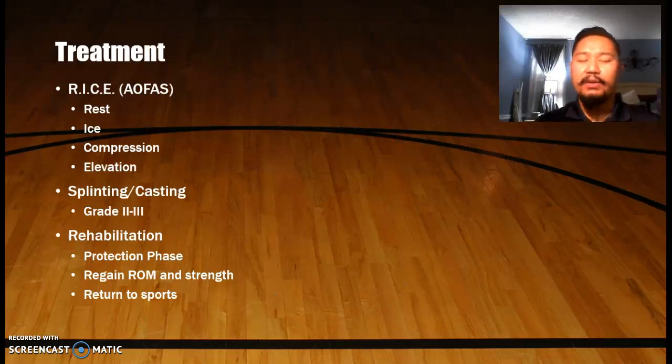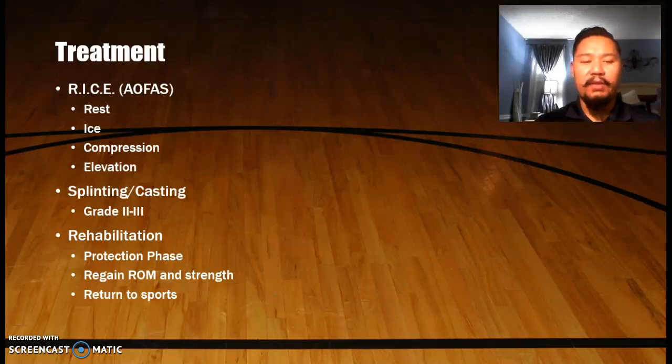And then after that, you'll go to do some rehabilitation exercises. You'll be in 3 phases. The protection phase, it's like it says, to protect it, so you want to get rid of the edema, you want to get rid of the swelling, you want to just basically keep that safe and keep the ankle in a safe position.